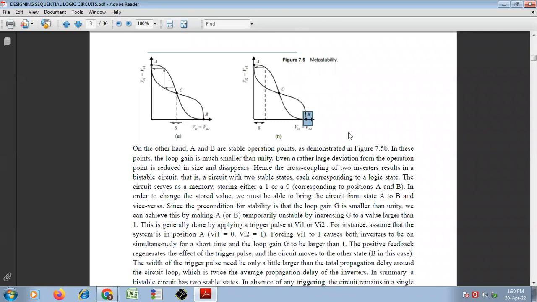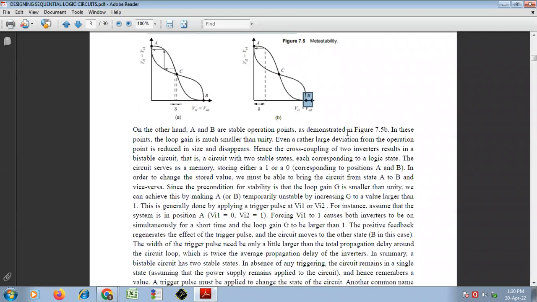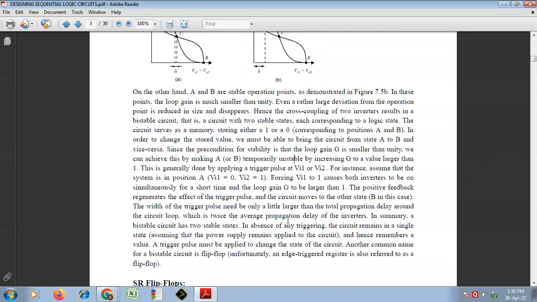Now, in order to change the stored value, we must be able to bring the circuit from state A to state B and vice versa, from state B to state A. That is needed. Now how to do this? Since the precondition for stability is that the loop gain should be smaller than unity.